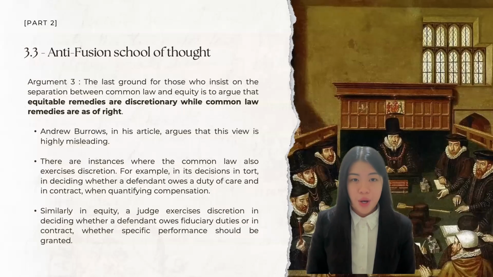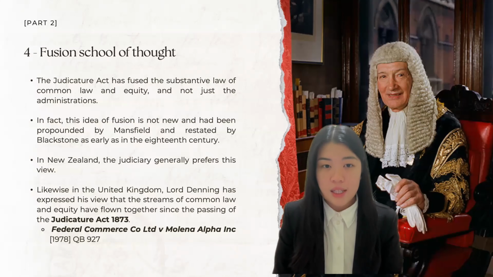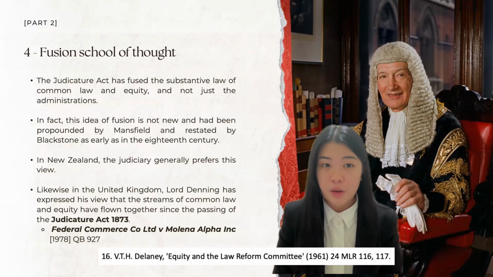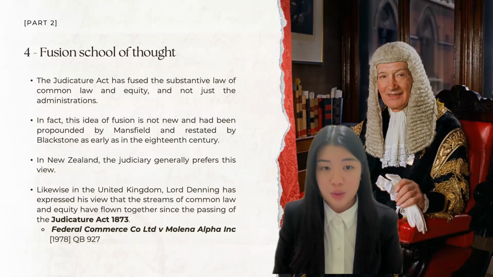To summarize, all of these arguments only lead to one point. The distinction in terms of remedies could not afford convincing ground for the suggestion that common law and equity are separated in substance. This leads to the fusion school of thought, where it is argued that the Judicature Act has fused the substantive law of common law and equity, and not just the administrations. In fact, this idea of fusion is not new and had been propounded by Mansfield and restated by Blackstone as early as in the 18th century.